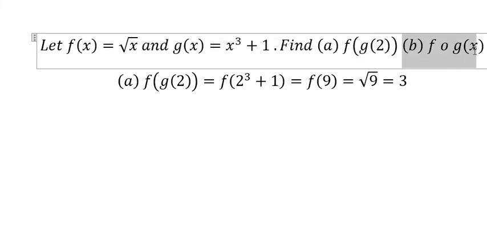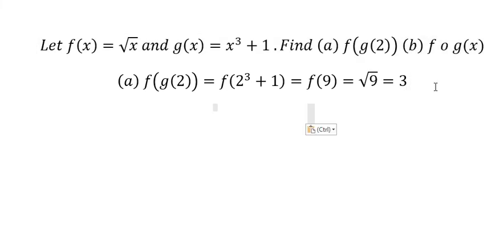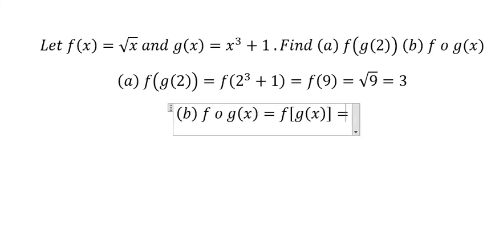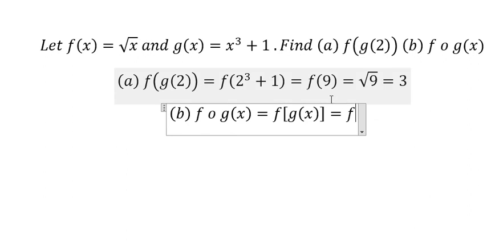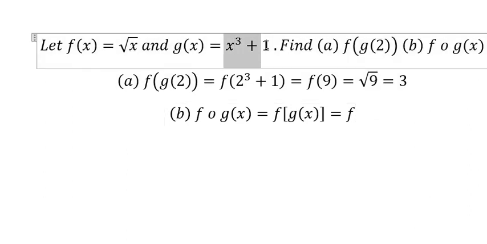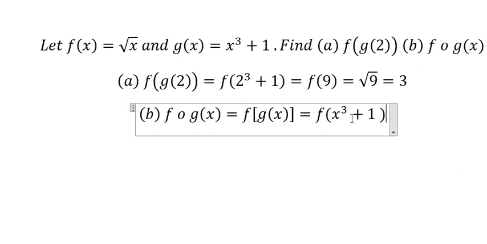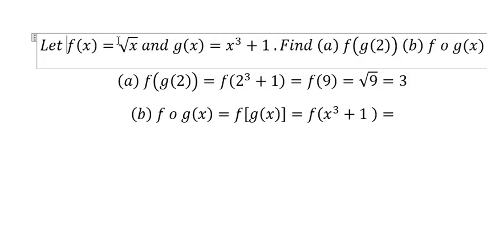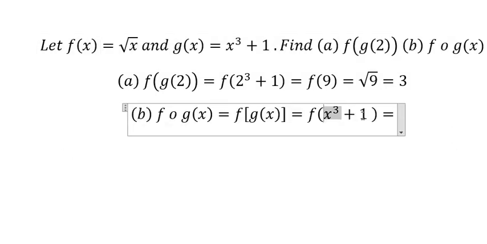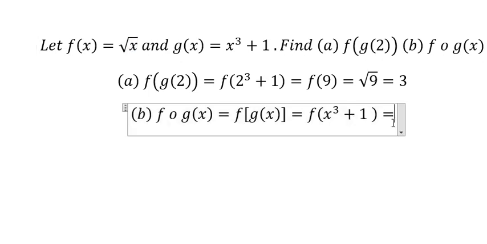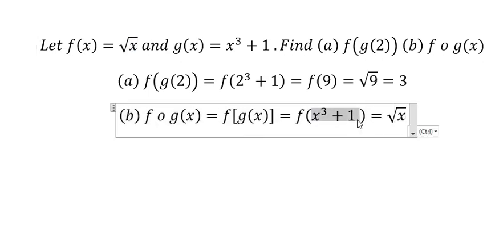Question B. So this one, that is about f of g of x. So g of x, that is about this one. And we have the function in here. So we just put this one in here. That means we have the square root in here. So I will put this one in here.